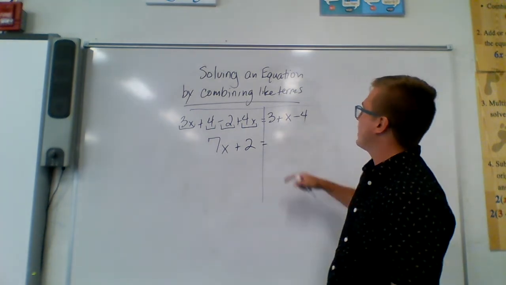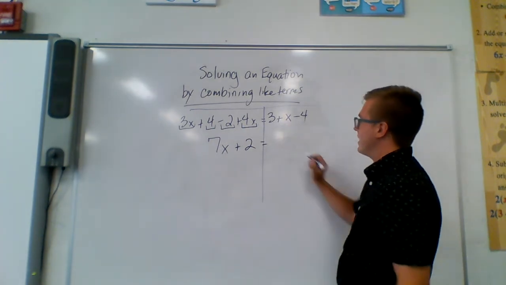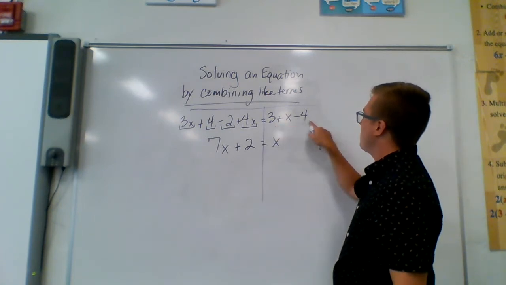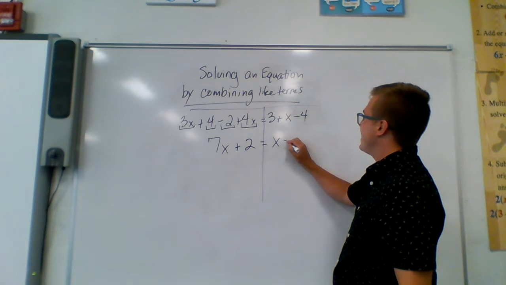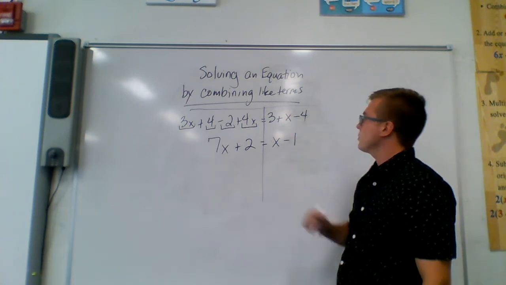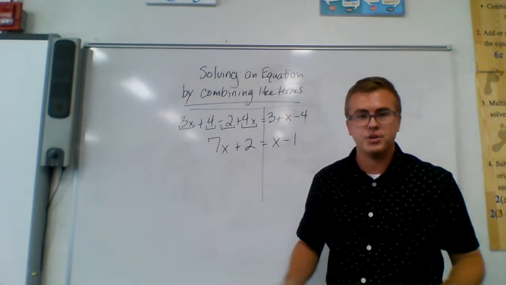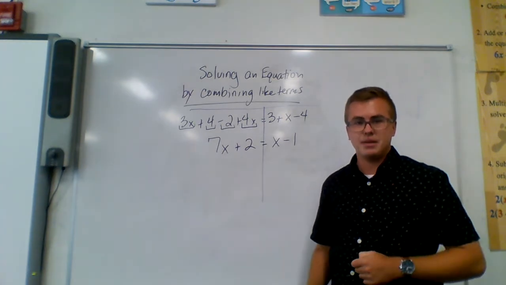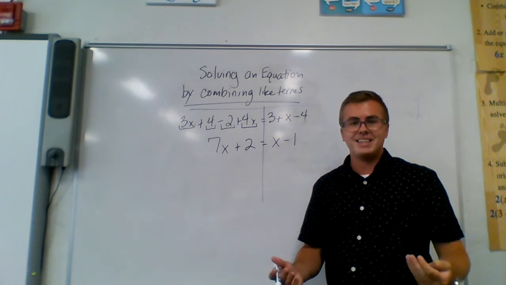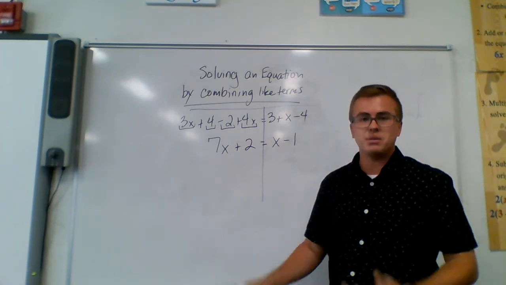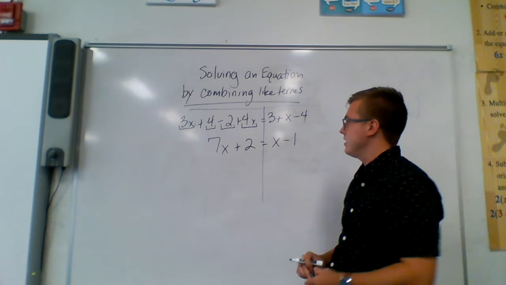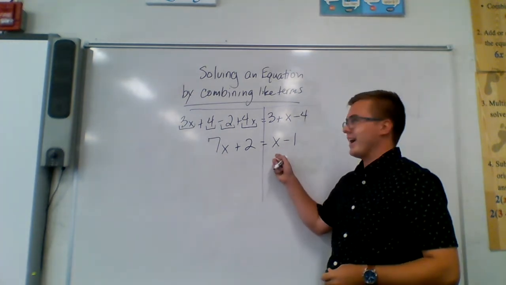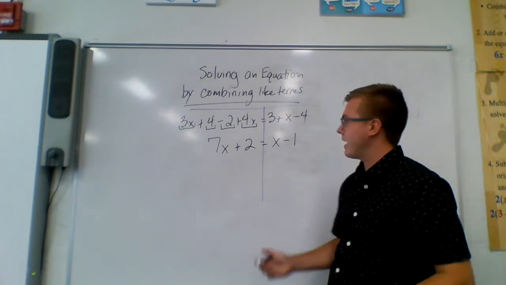On the right side, I have only one x, no other x's, so I have x. And then 3 minus 4, well, that gives me negative 1. 3 plus negative 4, also negative 1. Now what I need to do is get my x's on the same side. So how I like to think about it is I like to move the least amount of x's that I can. So I have 7x and 1x. So I want to move this 1x because that's the least number of x's that I have to move.